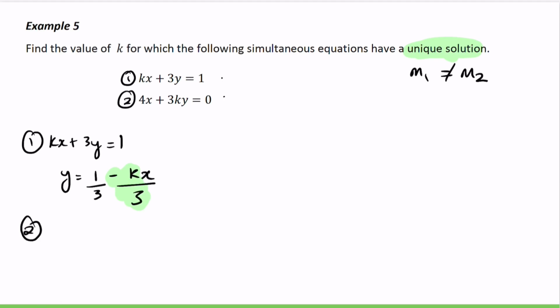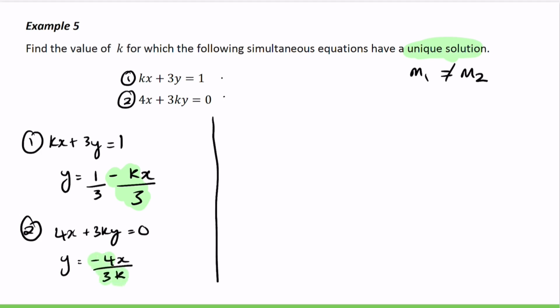Similarly for the second line, I've got 4x plus 3ky is equal to 0. What I want to do is get y by itself. So first thing I'm going to do is take over the 4x, and then I'm going to divide by 3k. So take the 4x over, then divide by 3k, sorry. So then what we can see is that this is the gradient. So at the moment they don't look the same, but of course depending on the value of k, they could be the same. So let's figure out what values cause these two gradients to become the same, which is what we don't want. So at what value of k are these the same?